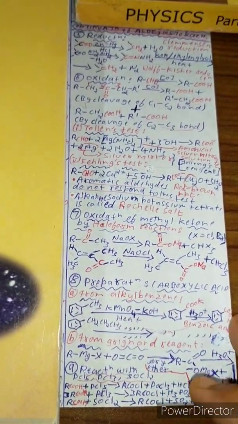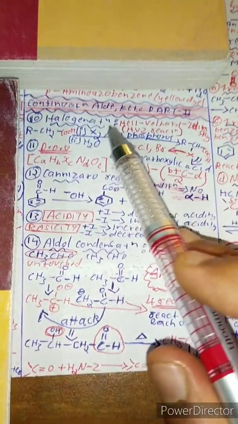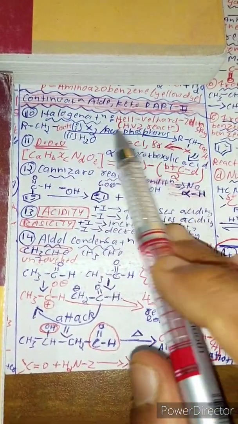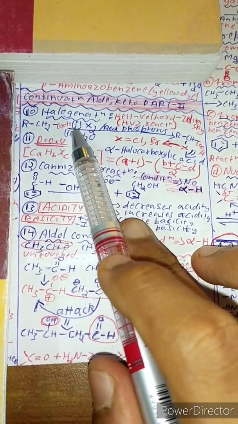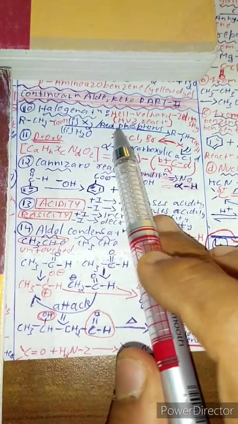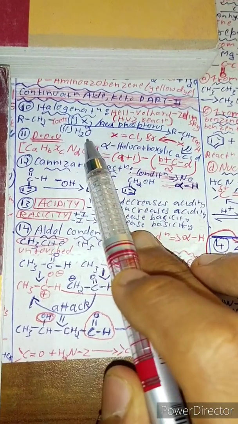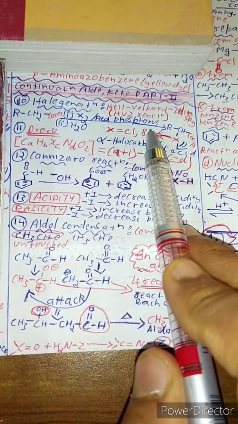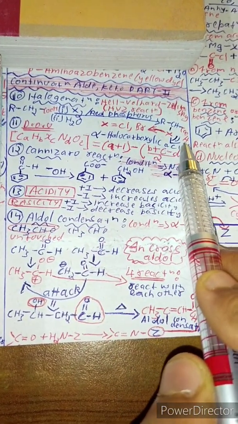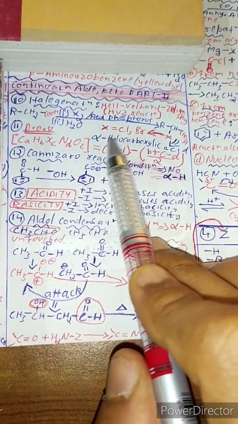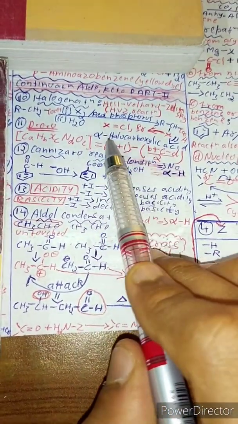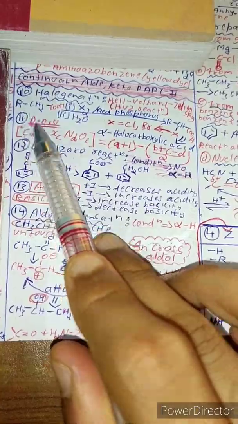Now let us turn the page and come to part 2. I hope you remember this was my notes and the continuation part was situated over here. And the last topic is halogenation, that is the Hell-Volhard-Zelinsky HVZ reaction. RCH2COOH in the presence of X2 and red phosphorus, in the presence of H2O, forms RCHXCOOH, where X is the halogen, any kind of halogen, and this is called an alpha halocarboxylic acid.